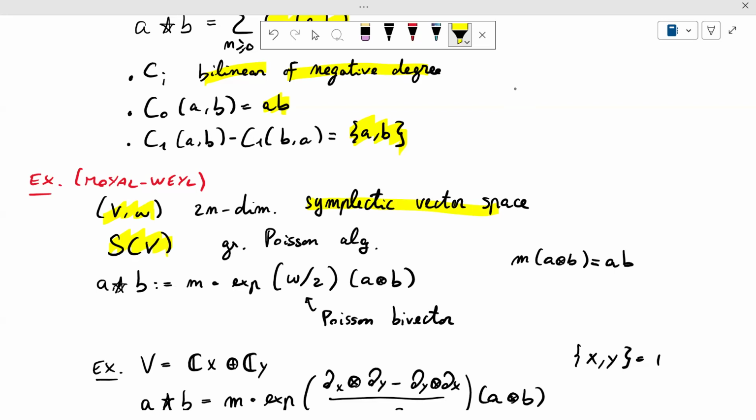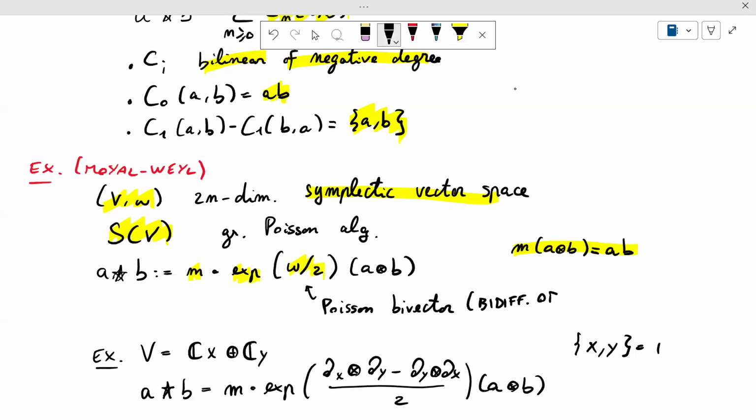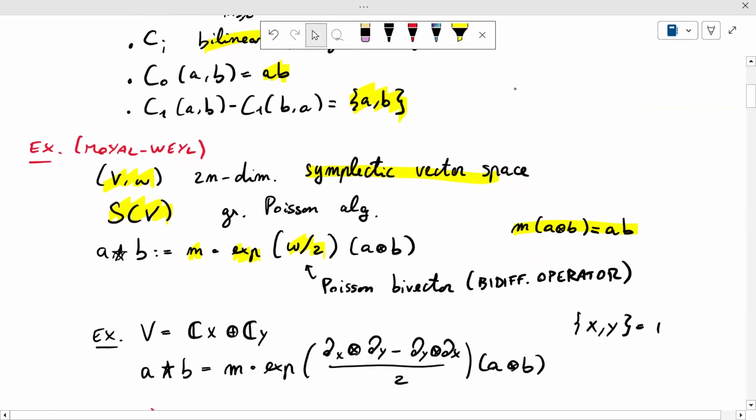It takes this form. It's a multiplication, just the standard multiplication, of the exponentiation of omega over two. Omega here you think of as the Poisson bivector associated to this symplectic form, so this will be a bidifferential operator. You exponentiate this and act on A and B. For example, in the simplest case, dimension 2, when this space is generated by x and y, we can write this explicitly, and it takes this form here.